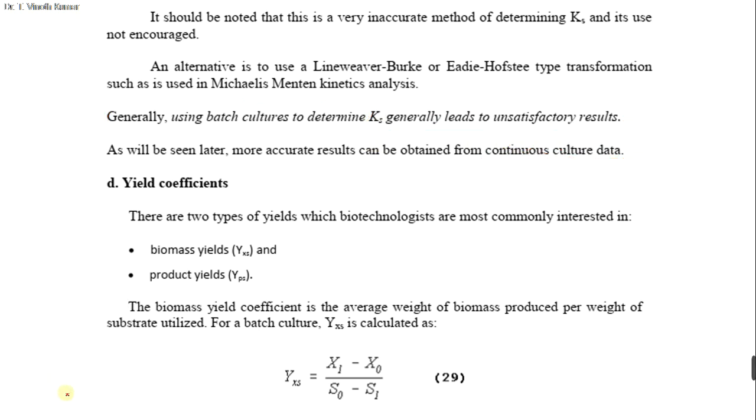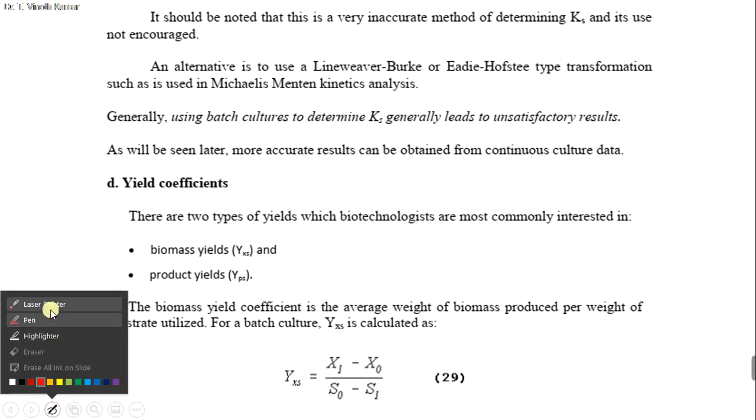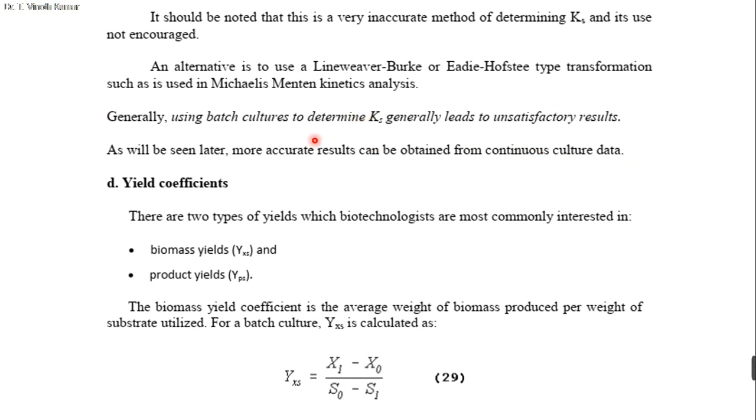Okay, I'll remove all the ink in the slide and take the laser pointer. There is an alternative for the Ks also. For example, to determine the value of Ks, we can alternatively use the Lineweaver-Burk plot and the Eadie-Hofstee plot of the Michaelis-Menten kinetics analysis of enzymes. The same thing we can use, but we are not going to apply it here. So this is more than enough for you.